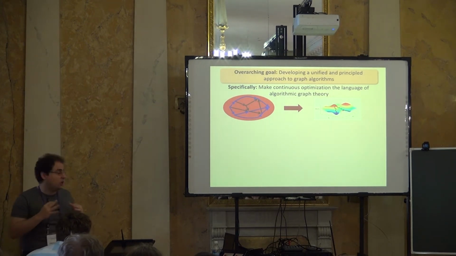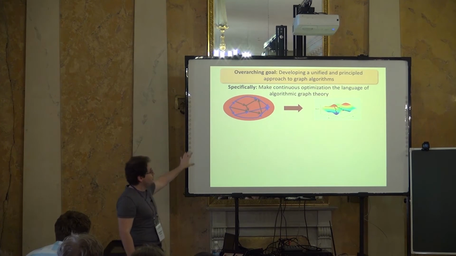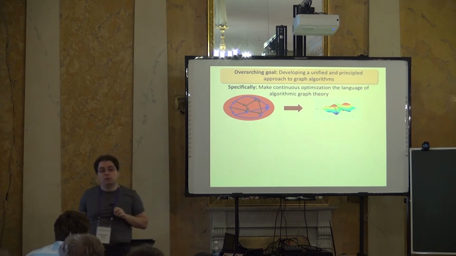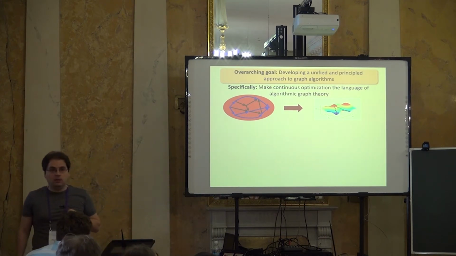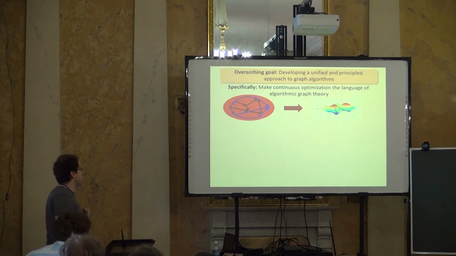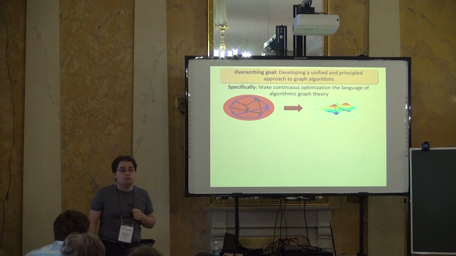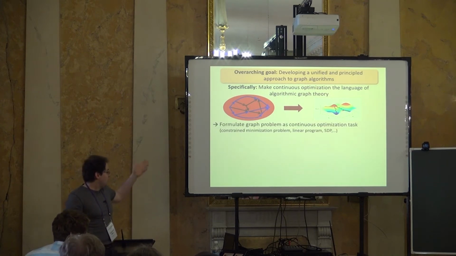Essentially, whenever we have a graph problem, we should translate it into the language of continuous optimization and try to solve it there. And as hopefully you will see over the next four lectures, this actually has a lot of benefits.